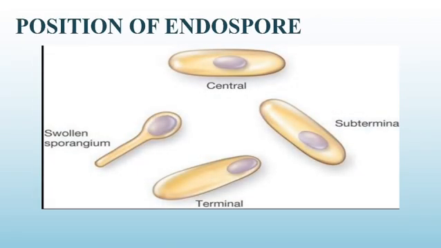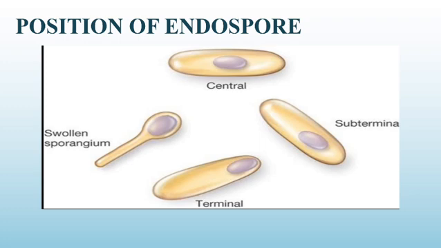If the organism is a spore-bearing organism, then these organisms can be further classified into various groups based on the position of the endospores present inside the vegetative cells. The first type is the organism that contains a central spore, where the spore is present in the center of a vegetative cell. Next we have the subterminal endospore, where the endospore is not present in the center as well as not in the terminal region. It is in between the terminal and the central region.